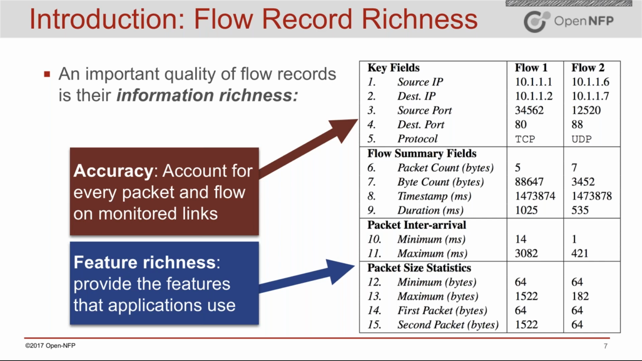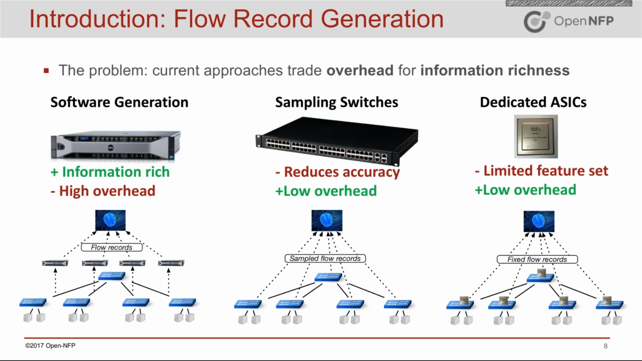And so the reason why I talk about flow record richness is if you look at current approaches to monitor the network and produce flow records, you basically have a trade-off between the overhead of the monitoring infrastructure and the information richness of the flow records that it generates. On one side of the spectrum, you can use software running on commodity servers to generate your flow records. Now, software can generate very rich flow records. You can compute whatever features you want. You don't have to sample, which reduces accuracy. But the downside is, if you're doing it in software, there's a lot of overhead. The individual throughput of a single commodity server running flow record generation software is going to be low relative to the total capacity of your network. And so your monitoring infrastructure is going to need to have a lot of flow record generation hardware.